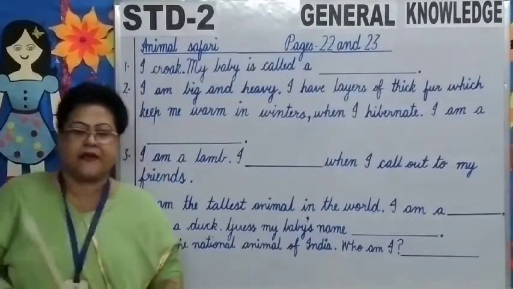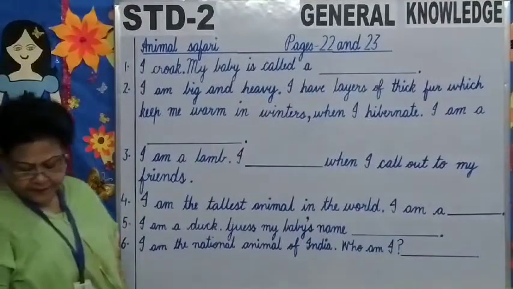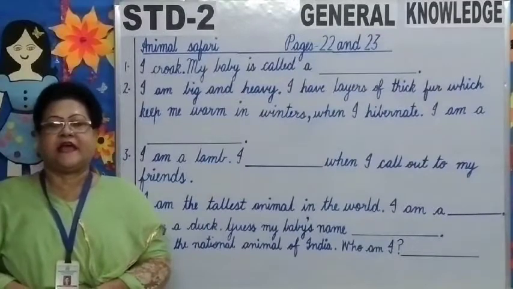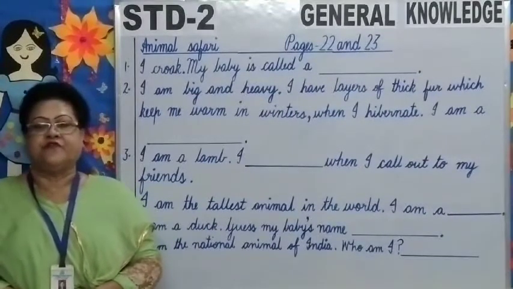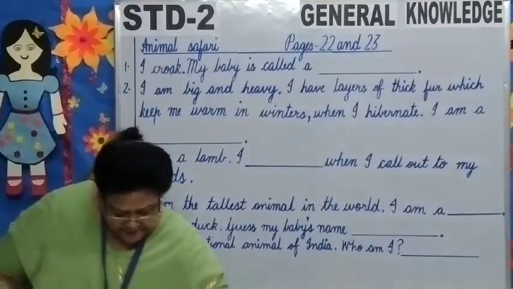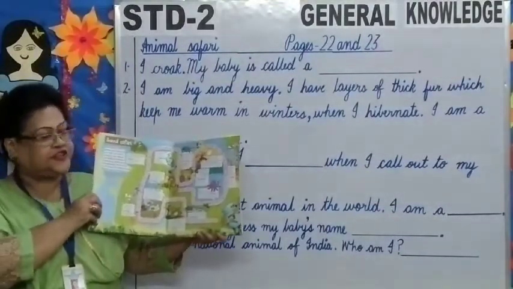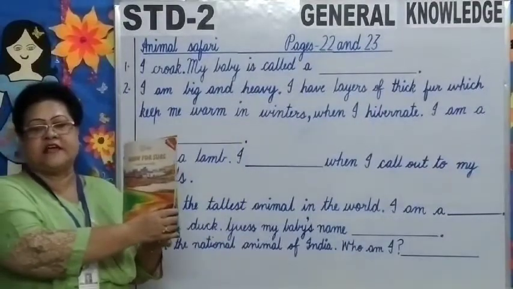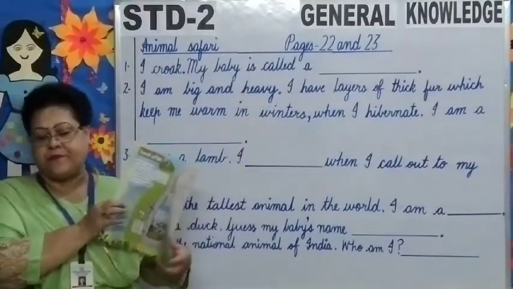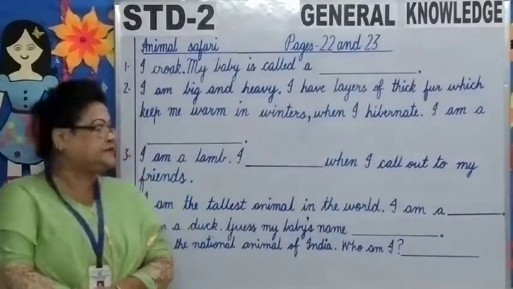Moving on to the next topic, Animal Safari, pages 22 and 23. Animal Safari is a trip into any undeveloped area to see, observe, photograph, or hunt animals in their own environment. Children, y'all can go through pages 22 and 23 in your general knowledge book and help Noe on his animal safari trip. I'm going to explain to you all the exercises on the board.